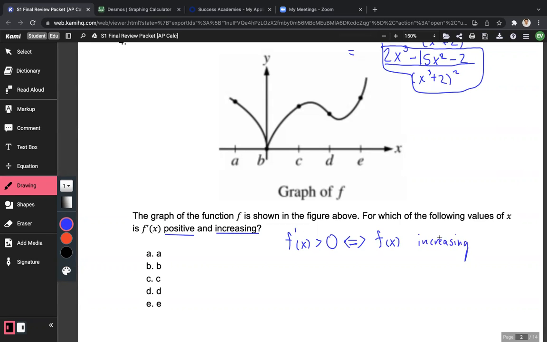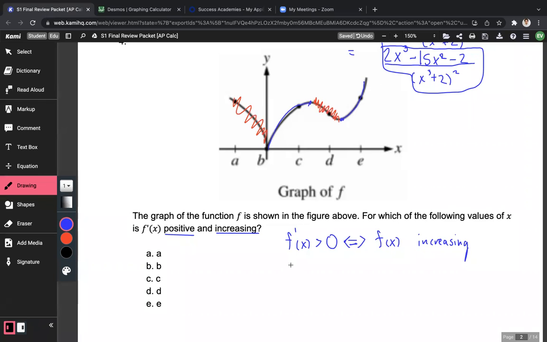So I can use that right away to annotate my graph. I only am going to be looking for where my function is increasing. So that's like here in blue and here in blue. Everywhere else, the function is decreasing. That's not really going to be of any interest to me.